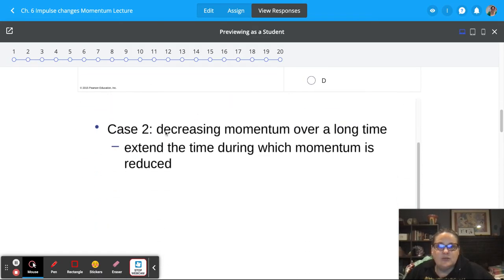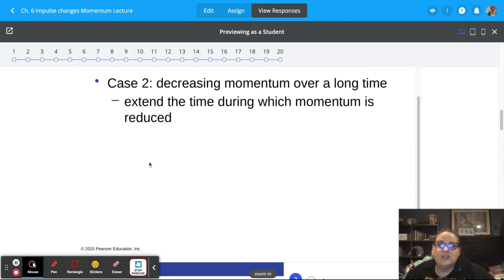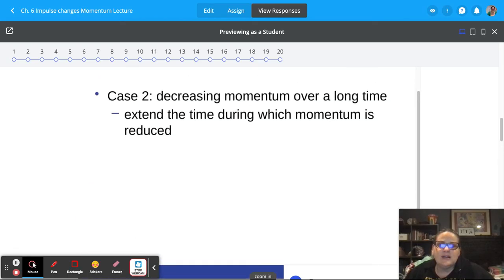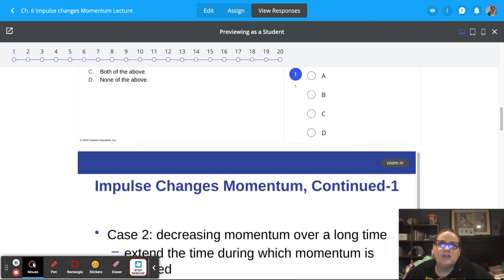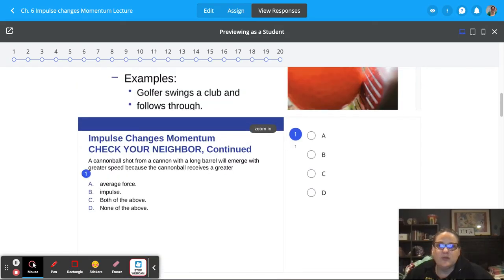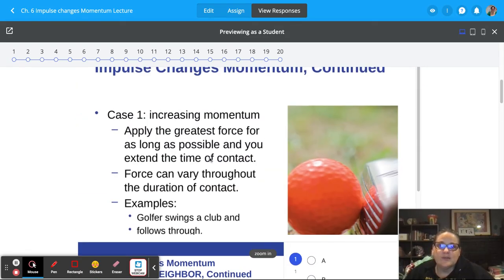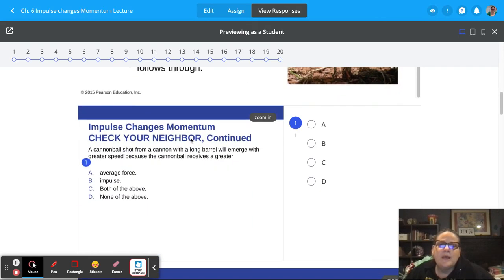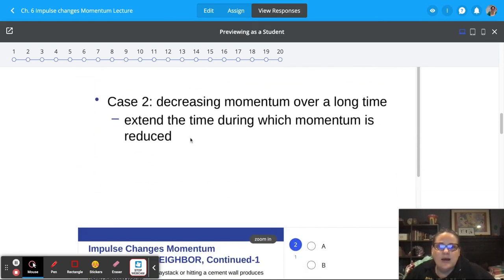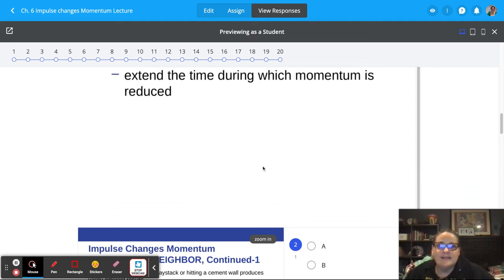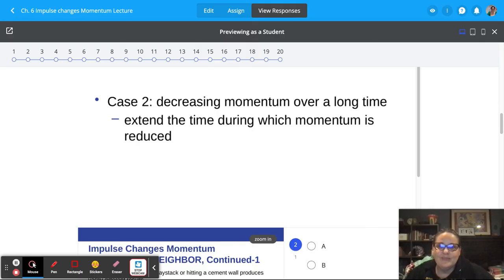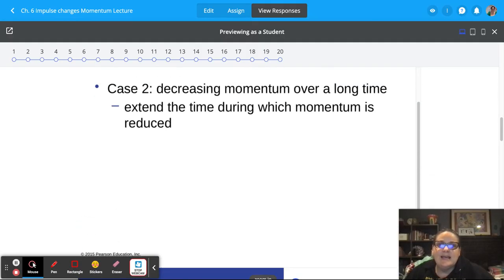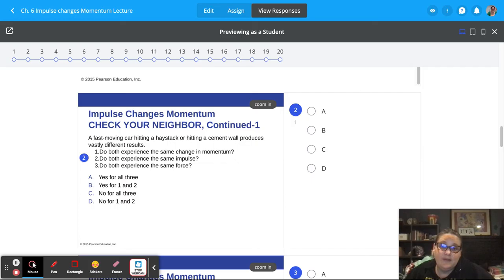All right, case 2, decreasing momentum over a long time, which is essentially the opposite. If I want to change momentum a lot, I want to increase the time in which that force is applied. So I'm following through on my pitch, I'm following through on my golf swing. But when it comes to decreasing momentum, an example of why that isn't needed is a vehicle stopping.